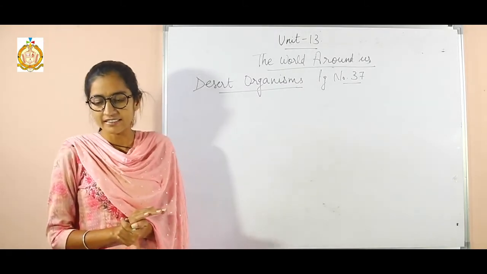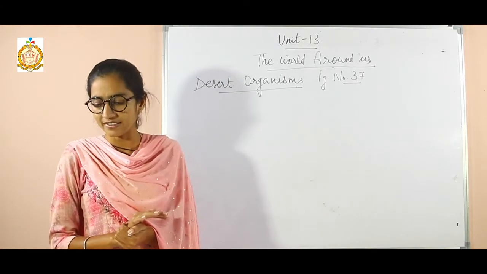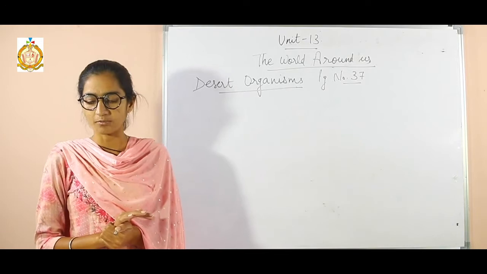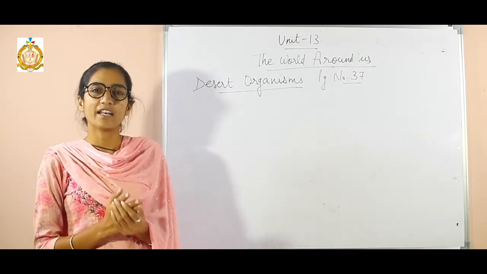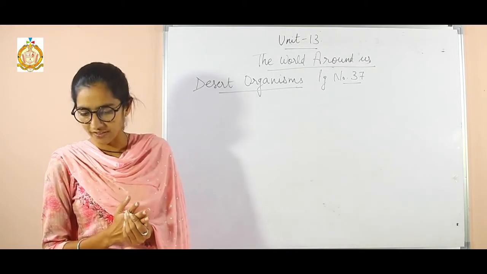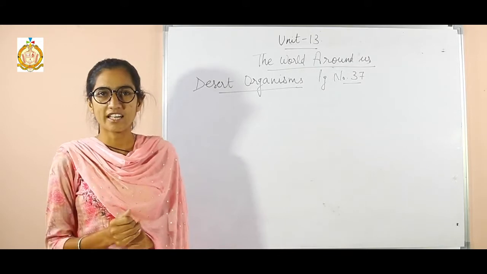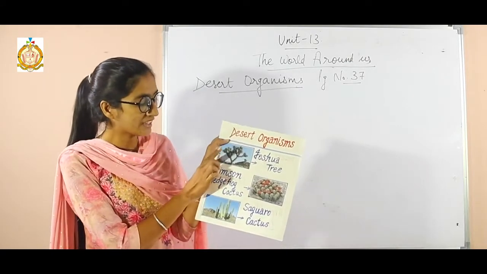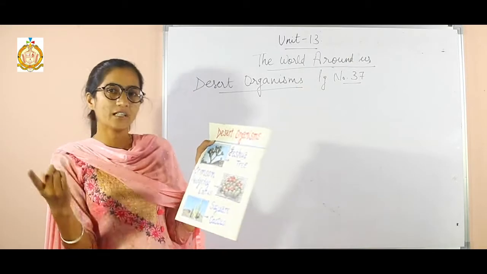Firstly, there is this tree that got its name from the Mormon pioneers, who thought that the tree reminded them of a prophet from the Old Testament of the Bible. That is why it is known as the Joshua tree. Here you can see the picture.